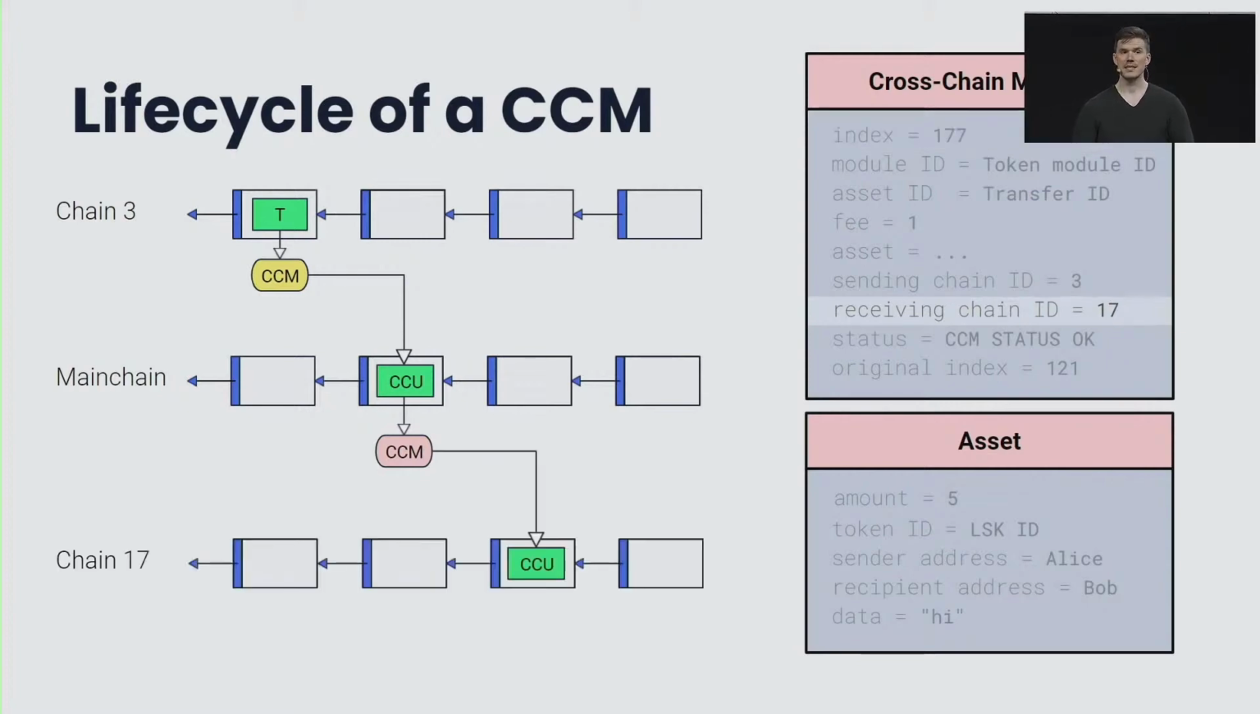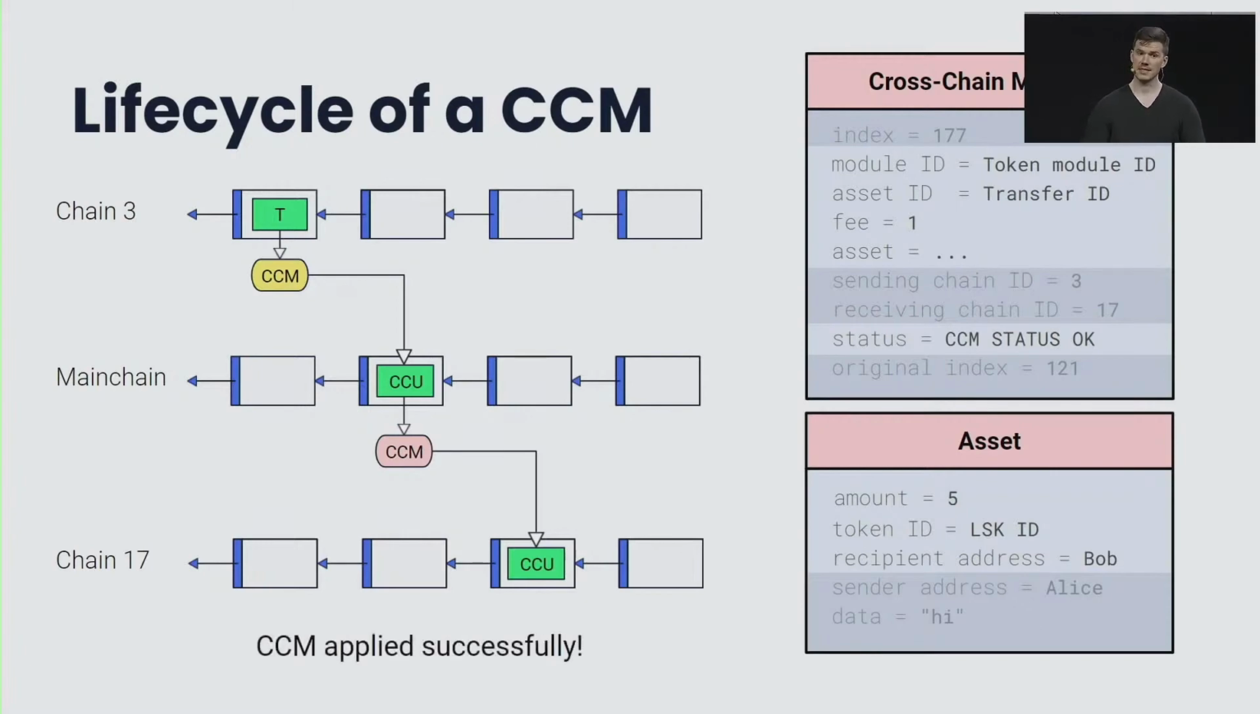This new pink message is then, again, included in a cross-chain update by a relayer. There, chain 17 remarks that it is actually targeting itself and opens the whole message, sees, oh, that's a token transfer, 5 Lisk for Bob. The status is OK, and so Bob gets his 5 Lisks. And that's the good case. Everything goes well, and every chain is available.